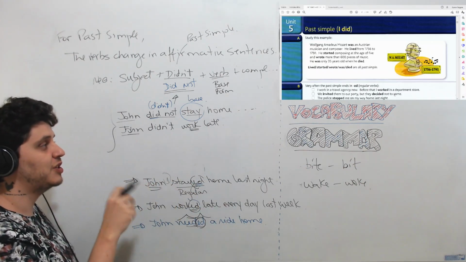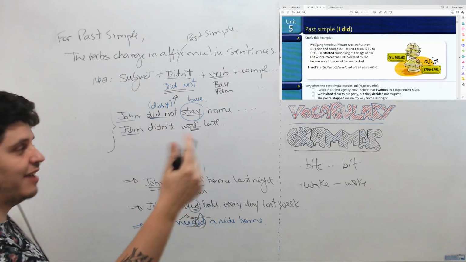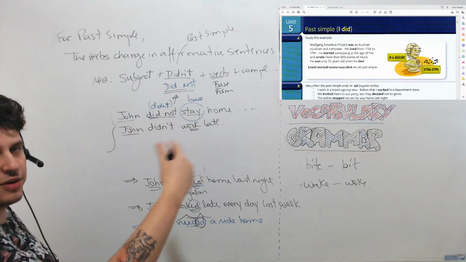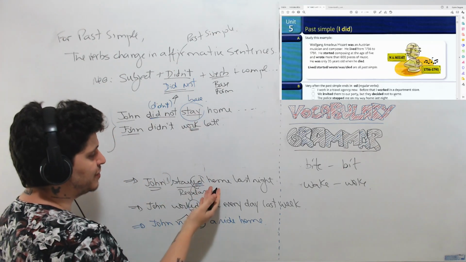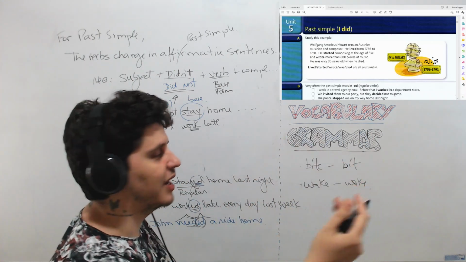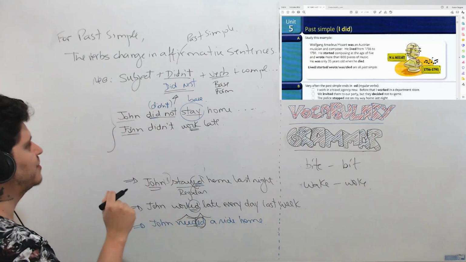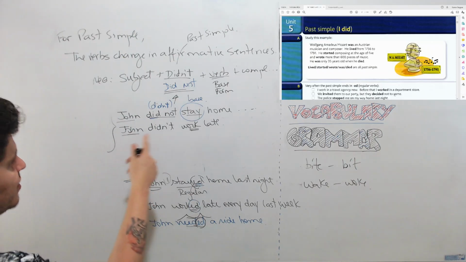For questions, you need to use does, not do. But in the past, we don't have such a thing. We only have did, and we are going to use did for everyone, for every person of the discourse. And the verbs only change once by going to the past. So we do not have another change to the verb when it comes to he, she, or it. It's quite simple, quite plain. So John didn't work late.